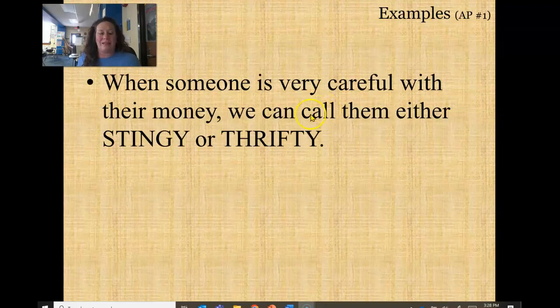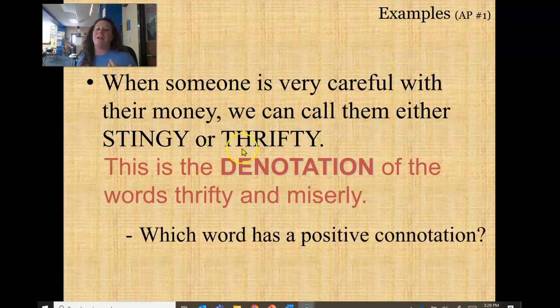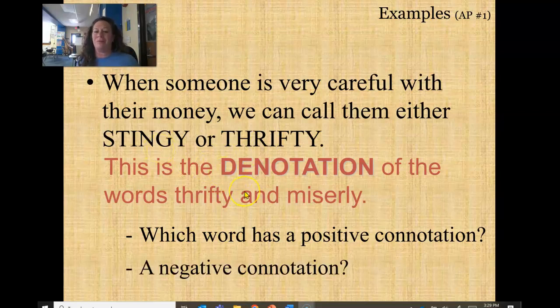And I think the last example is the difference between stingy and thrifty. So if somebody is very careful with their money, both of those denotatively mean the exact same thing. They both mean, hey, I'm being careful. However, if I'm thrifty, it means that I am being aware of my money and I feel a little bit better about it. But if I'm being stingy with my money, then probably that has a negative connotation, and it's not a nice way to say something to somebody, okay?